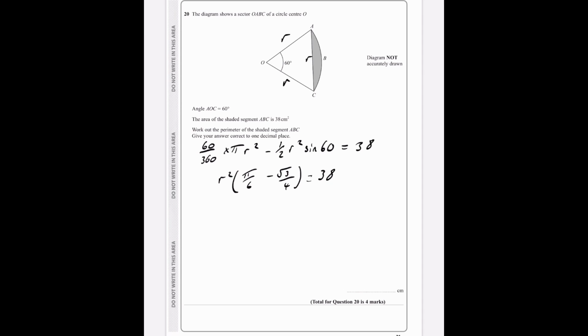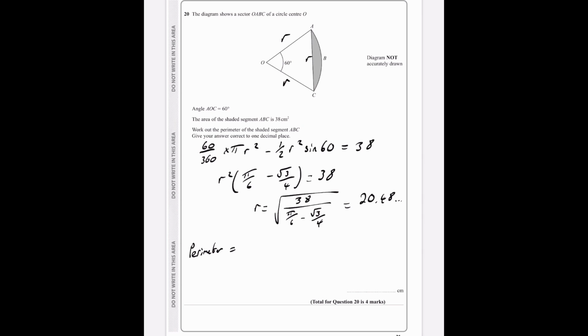This allows us to work out the radius. So I factorise out the radius squared from the left-hand side. 60 360ths is the same as 1/6, and sine 60 times a half is root 3 over 4. Divide both sides by the multiple of r squared, and then square root it to find r. R comes out as 20.48.